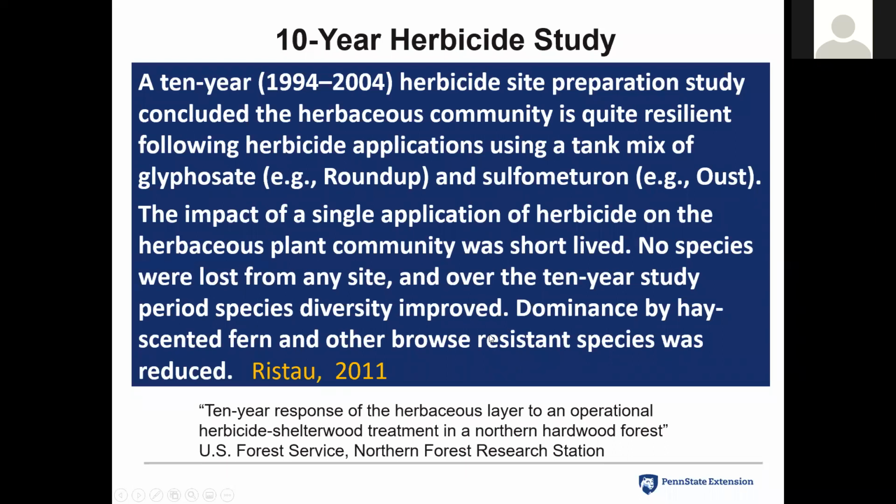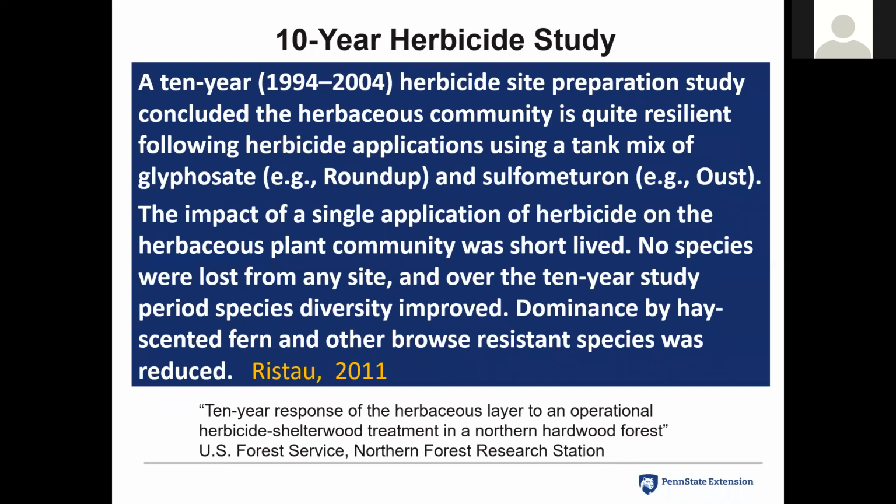So another study that I want to mention, because I know some of you probably do have concerns about this, and this was a 10-year herbicide study. This was also done by the Forest Service out of our Northern Forest Research Station in Irvine, Pennsylvania. This was a 10-year site preparation study. It was conducted following shelterwood site prep treatment. So it was just like what I showed you there, the stand prior to the shelterwood cut was treated with a herbicide through the understory.